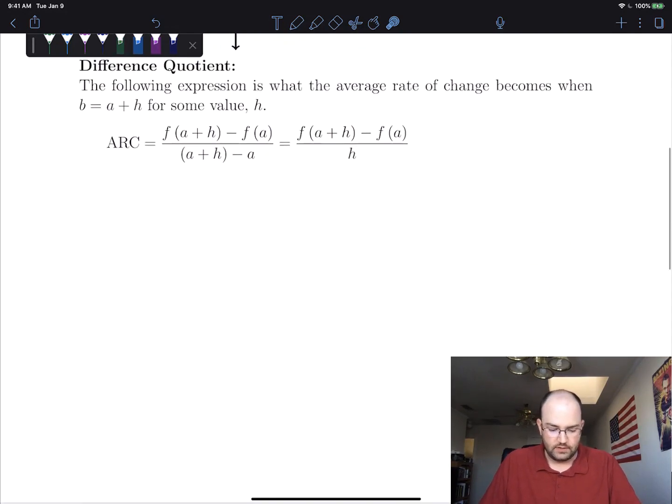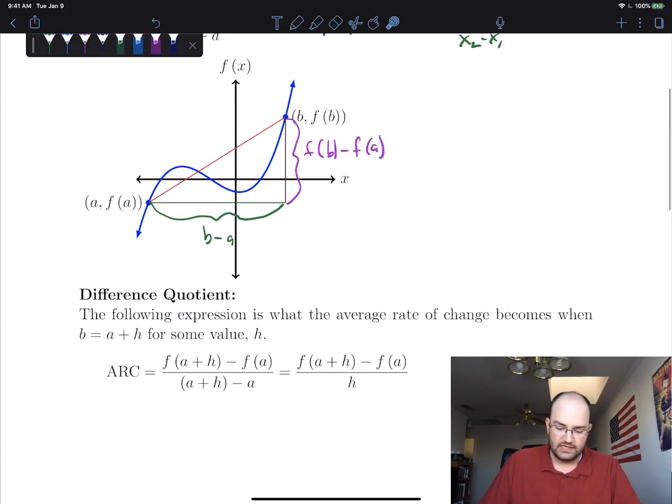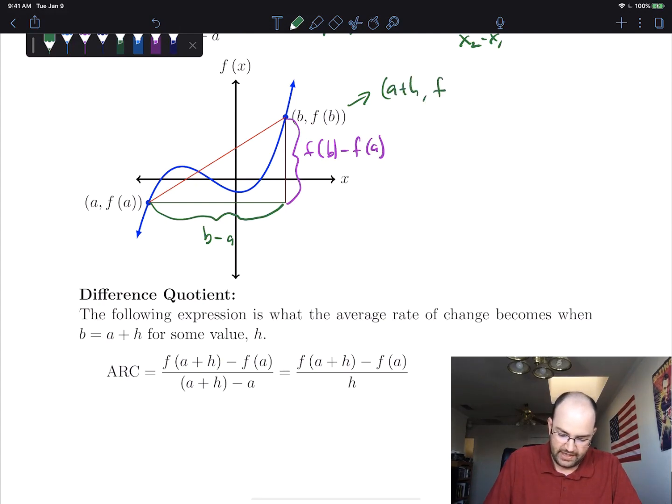Now, we also want to talk about the difference quotient. The following expression is what the average rate of change becomes when b equals a plus h for some value h. So here's what we're saying. Instead of using b comma f of b, what we can do is make this become a plus h comma f of a plus h.